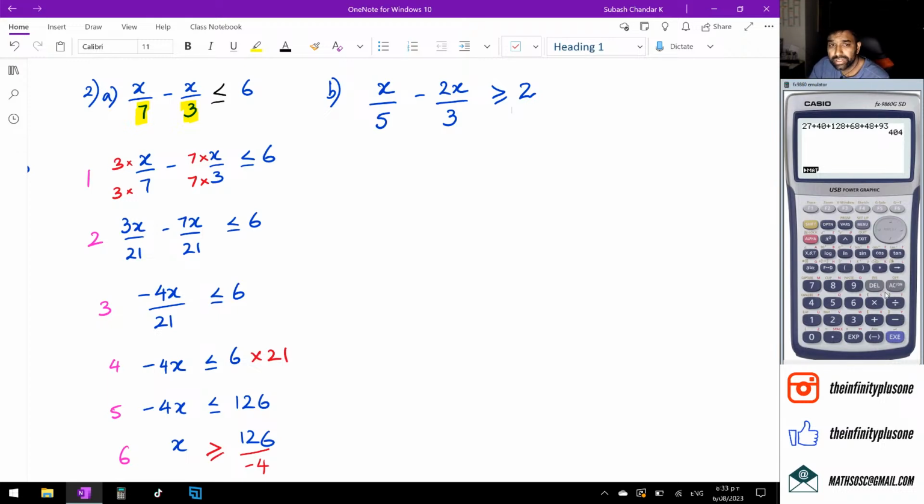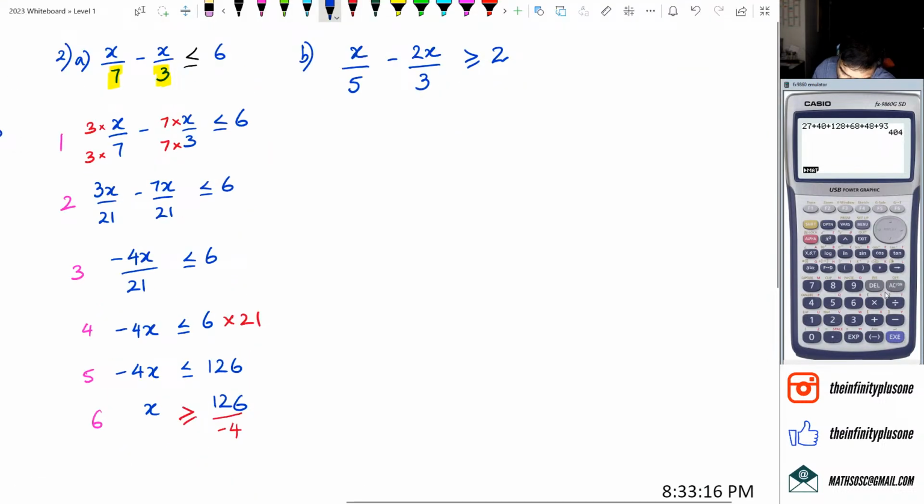All right, I'm going to go through this question at the moment. So what we've got is 5 and 3, so we can say that 15 is the lowest common multiple. So I'm going to do x over 5 minus 2x over 3. I'm multiplying the denominator by 3 and the numerator by 3, and multiplying the numerator by 5 here, and the denominator by 5.